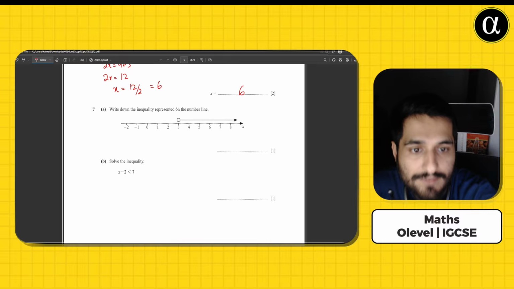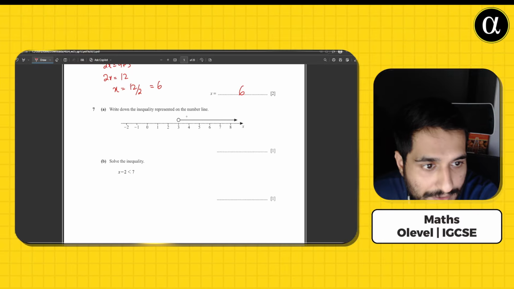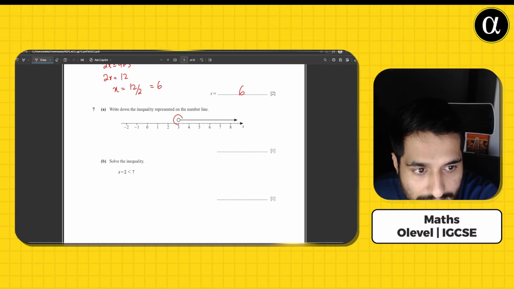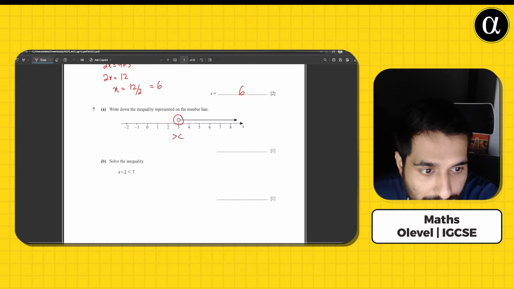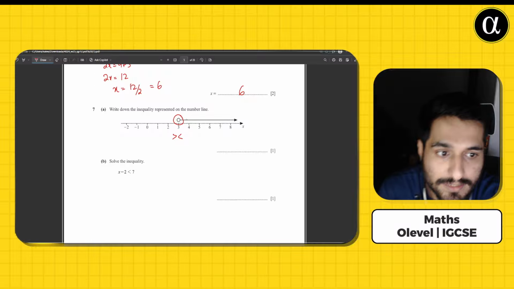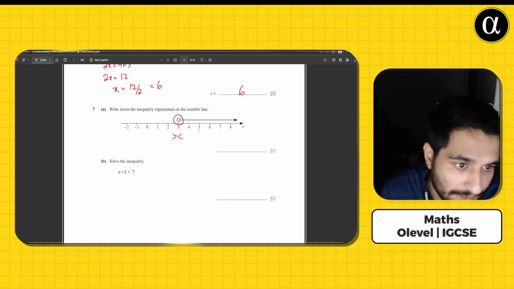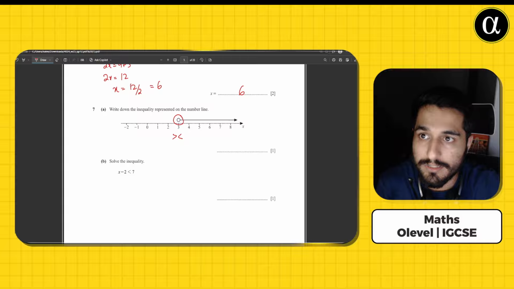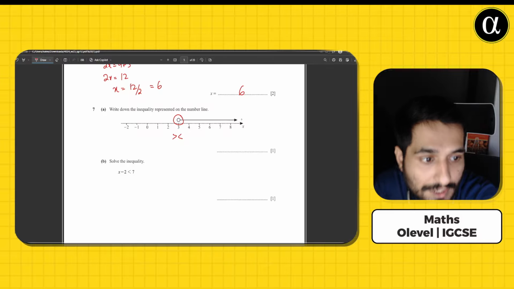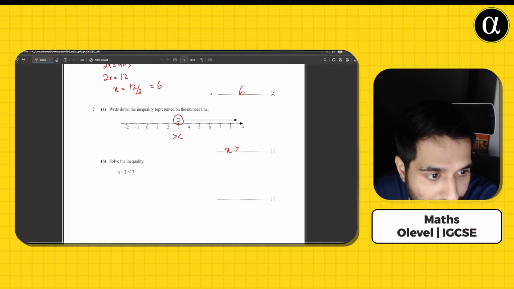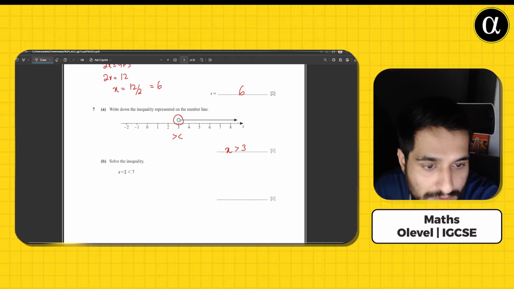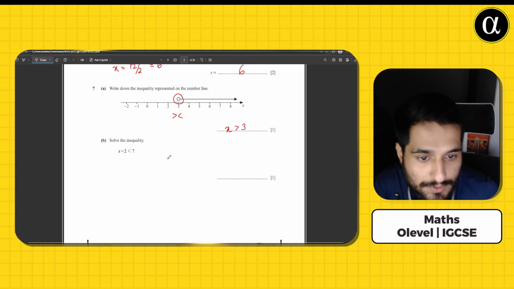The answer is going to be 6, all right? Moving on, question number 7 says write down the inequality represented on the number line. Now understand that this is a hollow circle. Hollow circles are represented with inequalities without an equals to sign, either greater or lesser. Since it states the numbers on the right hand side, which means 4, 5, 6, that states the numbers greater than 3. So we're going to write this as x is greater than 3. Had this been a solid dot, we would have used equals to as well.